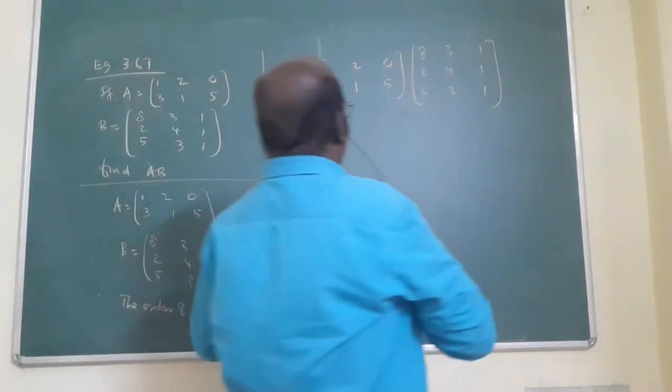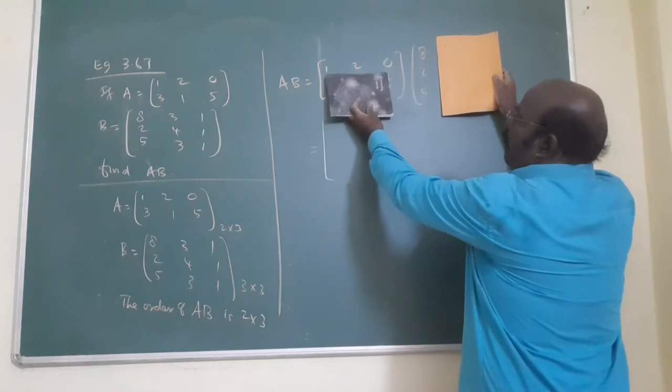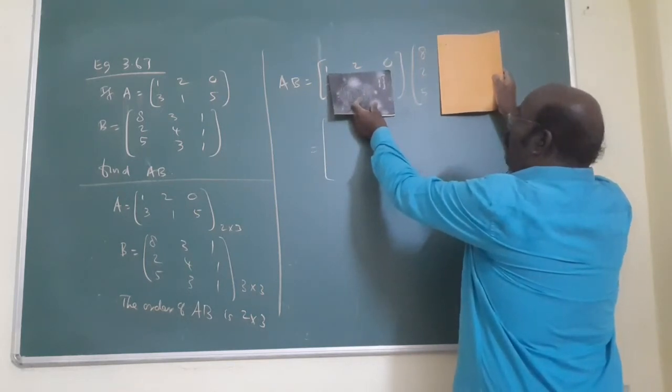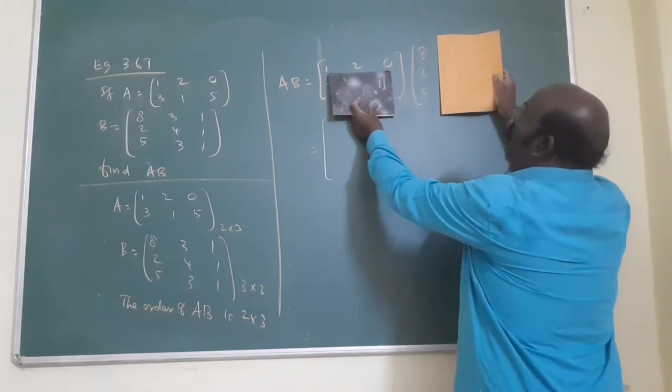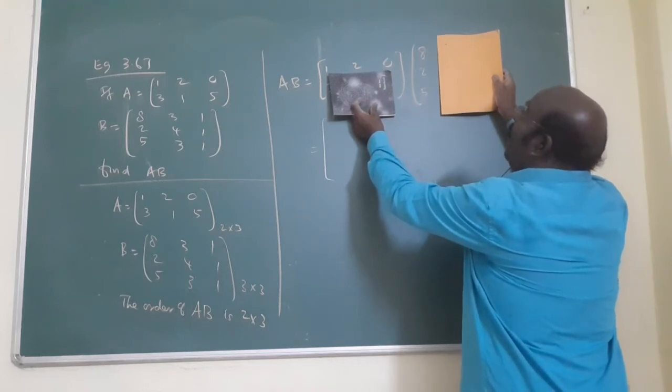Here, we will consider the first row, first column of B. This is the first row, this is the first column. Am I right? The first row, 1, 2, 0, and the first column. It is row by column, RC. First row with the first column, the corresponding elements should be multiplied and added.